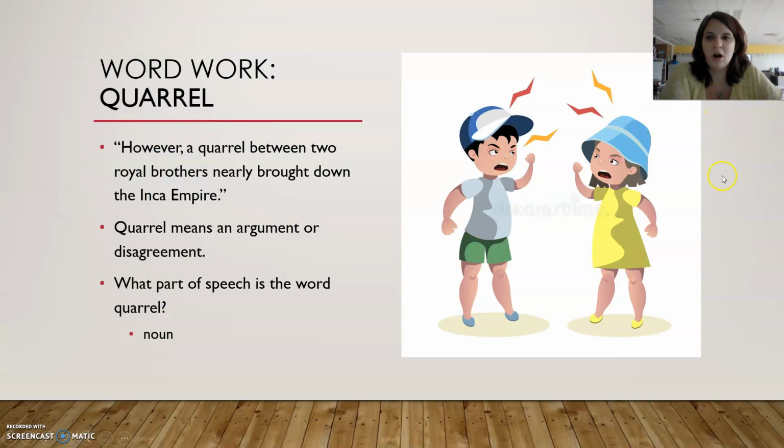Okay. Our word work for this lesson is quarrel. However, a quarrel between two royal brothers nearly brought down the Inca Empire. Quarrel means an argument or disagreement, and it is a noun. So this is an example of a quarrel, an argument.